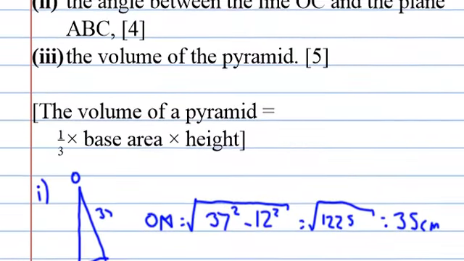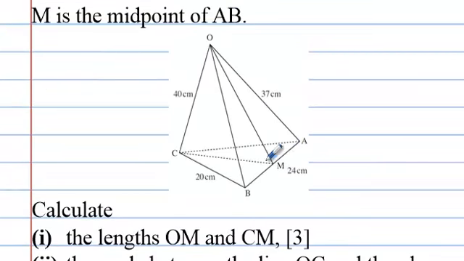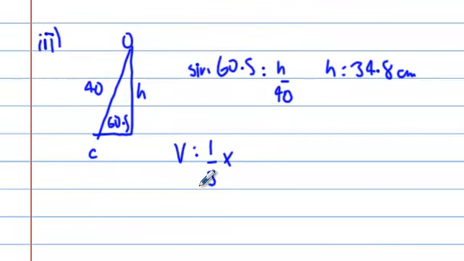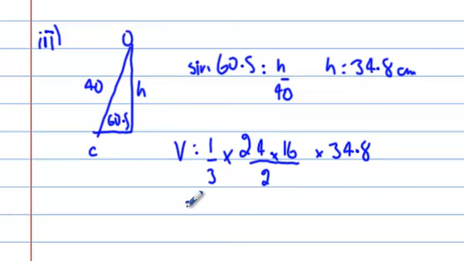So the volume is 1/3 of the area of the base. If I look at the base, I've worked out C to M is 12, and I've got A to B here. So the volume is 1/3 of 24 times 16 over 2. That's the area of the base, times the height that I've just worked out of 34.8. That comes to 2,227.3.